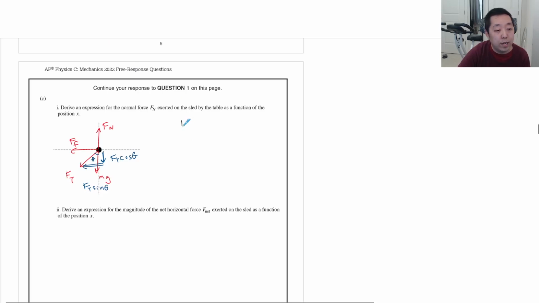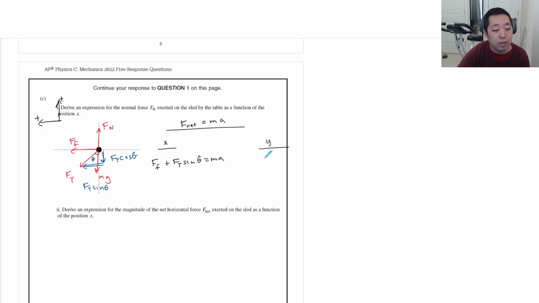Okay, so now let's do F net equals ma in both the x and the y direction. In the x direction, let's say left is positive, and we'll say up is positive, okay? So in the x direction, we have force of friction to the left. We have Ft sine theta to the left, and that equals ma. Those are the only forces to the left. And then vertically, in the y direction, I have Fn up, I have Ft cosine theta down, and I have mg going down. And that has to equal 0, because the vertical acceleration is 0.